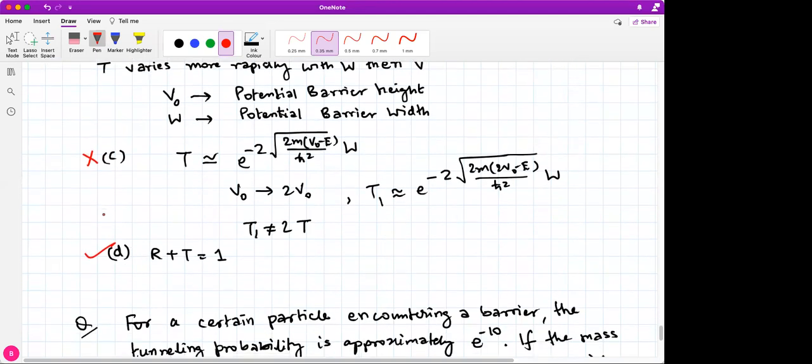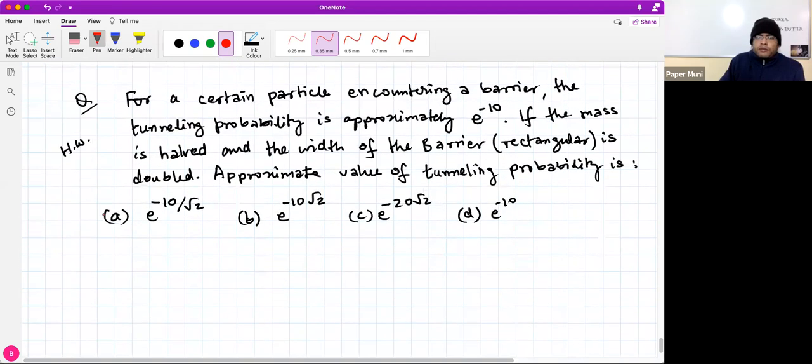Yeah. All right. So the next question is this. You have a certain particle which encounters a barrier, and the tunneling probability is given to be e to the minus 10. So it's already talking about a tunneling probability. So we have to take the approximation formula for the transmission coefficient, which is approximately e to the minus 2 gamma a, where a is the width. If mass is halved and the width of the barrier is doubled, what is the approximate value of the tunneling probability?